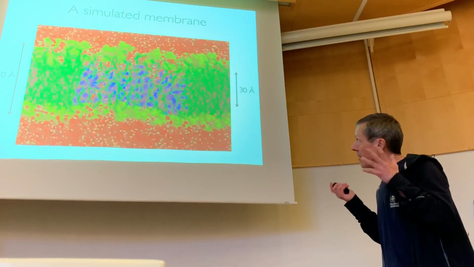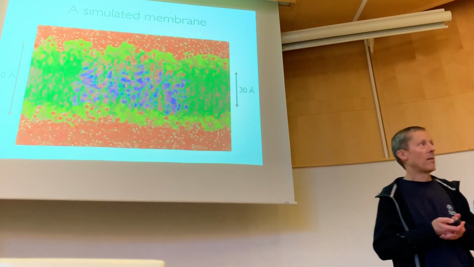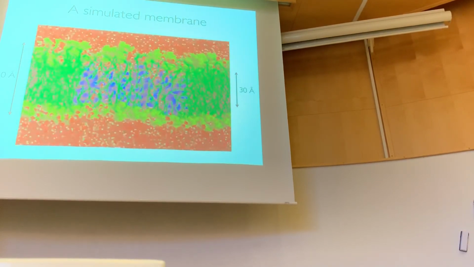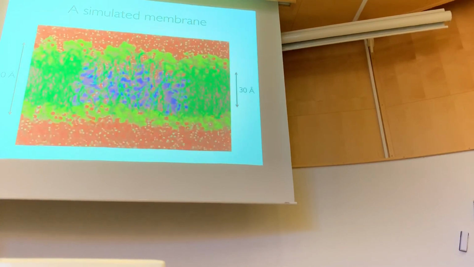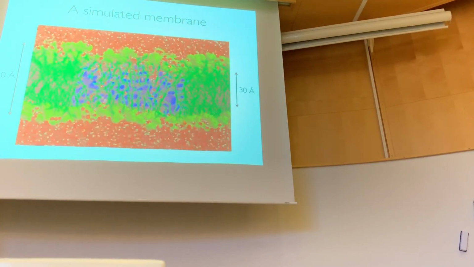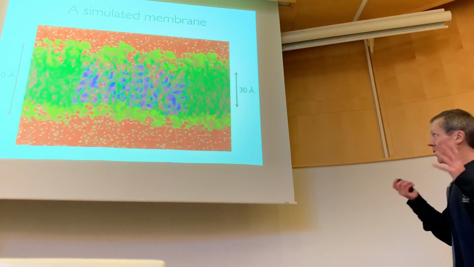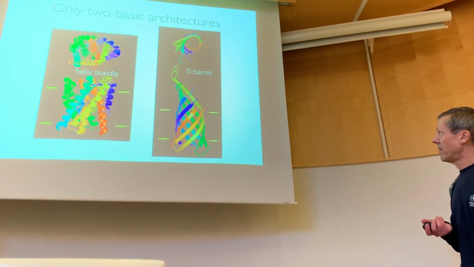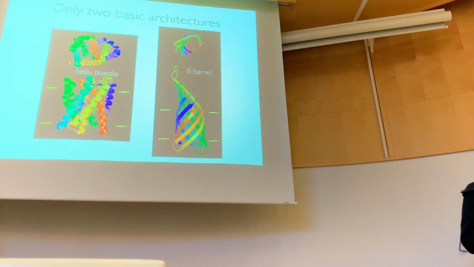We now have quite a large number of structures of membrane proteins, although they lag behind soluble proteins by a factor of probably 1,000 or so, if you just count the numbers of known membrane protein structures and known structures of soluble proteins. But we still have quite a good inventory of high resolution structures of membrane proteins. And what one finds is that they essentially come in only two basic architectures, two basic designs for integral membrane proteins.